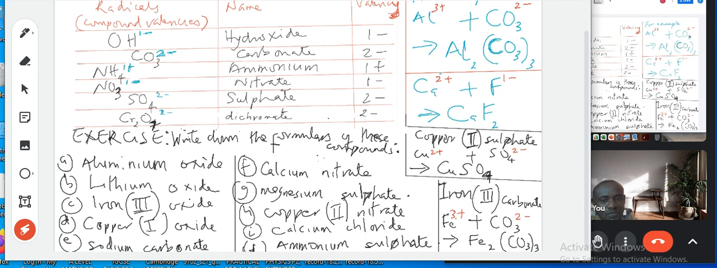Aluminum oxide. Write down the formulas of these compounds. Okay, before we do that, I needed to talk about this.